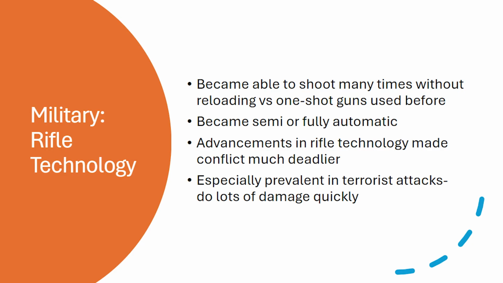The next technology we will be talking about is military, but specifically rifle technology. Rifles became able to shoot many times without reloading versus one-shot guns used before. They became semi or fully automatic. The advancements in rifle technology made conflict much deadlier and especially prevalent in terrorist attacks, and they do a lot of damage quickly. So they became very popular in the terrorism aspect of it all.